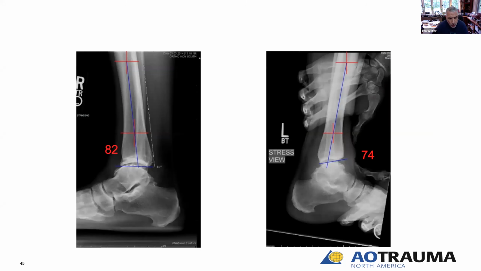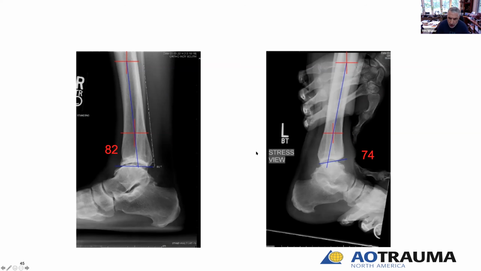So, looking at his, quote, normal side, his opposite side, which he also has some arthritis there, he has a relatively normal sagittal plane on his normal side at 80 degrees. His opposite side, or his side now that he's having a problem with, because of the aggressive resection, now has essentially an inclination of his plafond of about 10 degrees more.